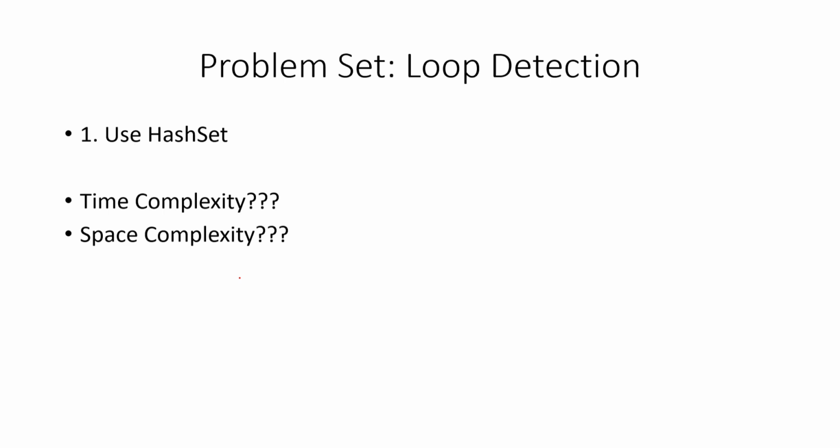So what do we do here? We can use a hash set. We can add the nodes into the hash set and check every time whether we have seen that node or not. The time complexity takes O of n, where n is the length of our linked list, and the space complexity is also O of n.